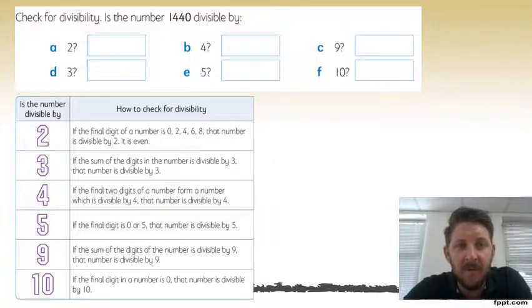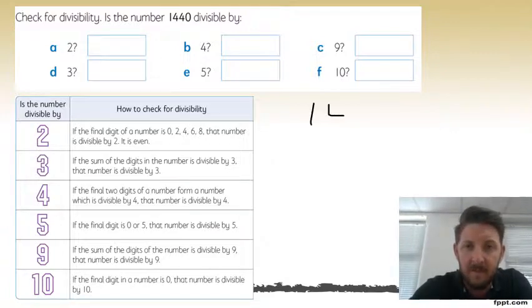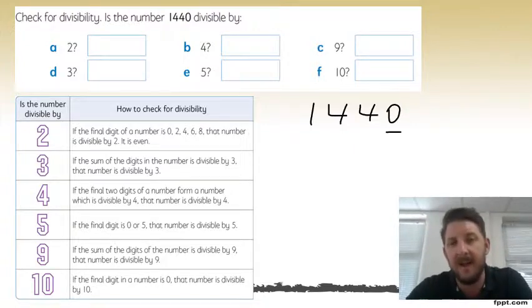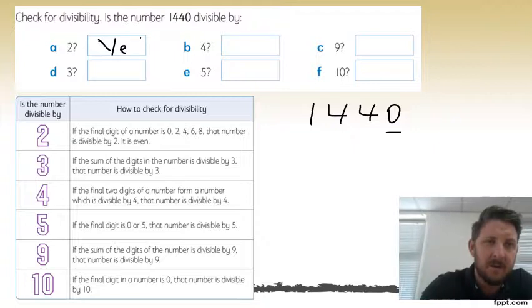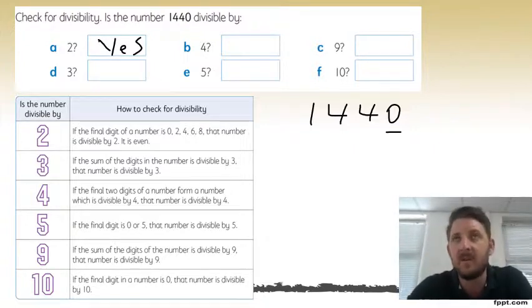Thanks, gents. Hopefully that wasn't too hard. Let's have a quick look at this and let's start with the 2's. Now we know again, if the number ends in a 0, 2, 4, 6, 8, then it must be divisible by 2. So the number is 1,440. Let's have a look at the last number. It ends in a 0. Yes, it is an even number, so I know that 2 is definitely divisible.